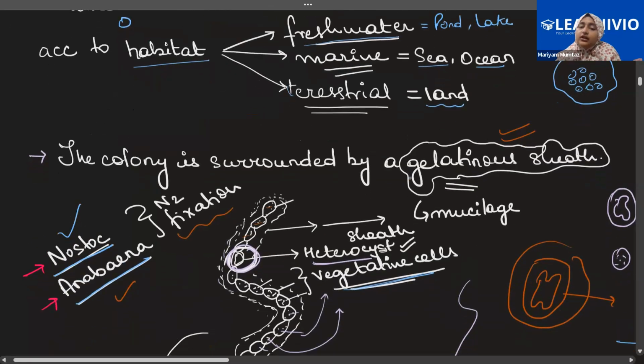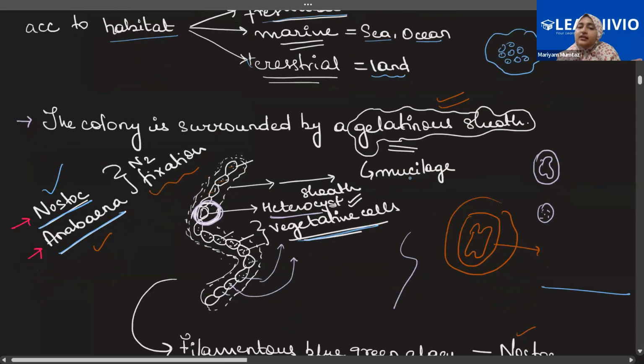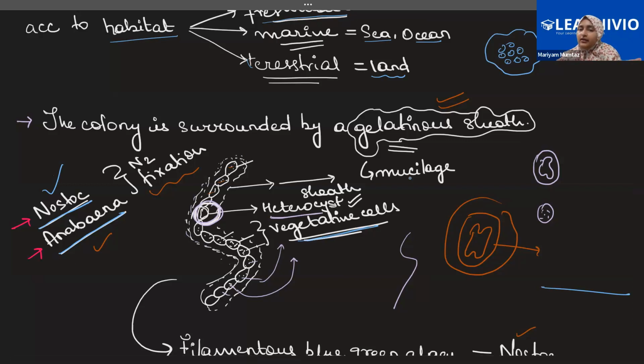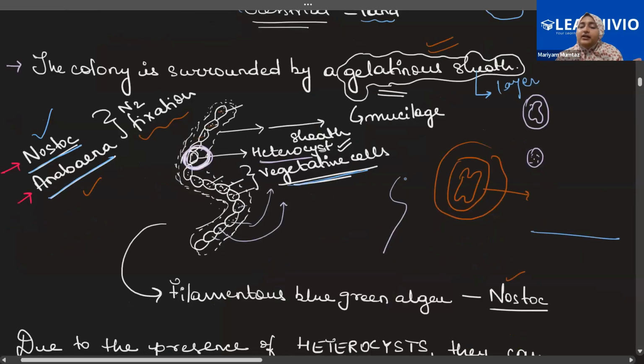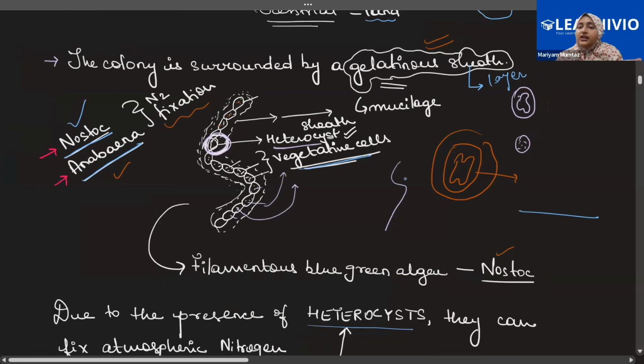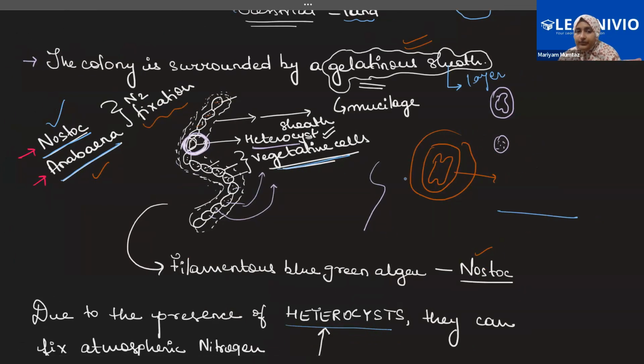Now, if the cyanobacteria is in the form of a colony, then it is surrounded by a sheath. A sheath means a layer. So when a colony is present, it is surrounded by a gelatinous sheath, a sheath which is made up of gelatin. And if you see it like this, it is a filamentous bacteria, right? Filamentous shape is there if I'm talking about this.